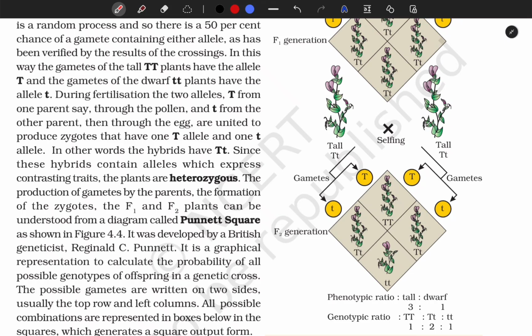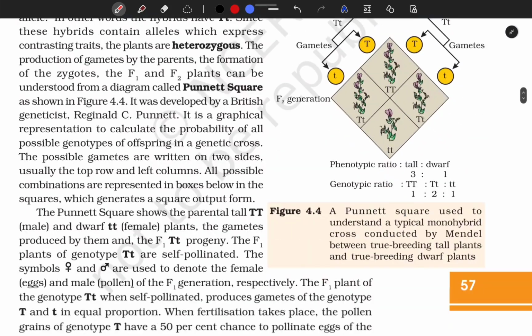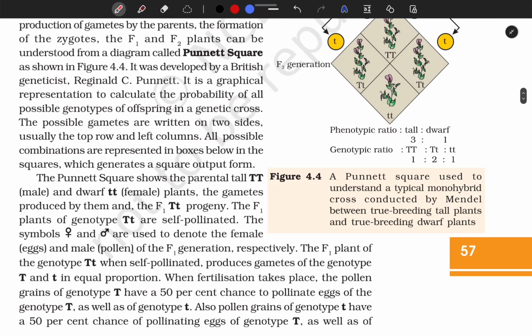The production of gametes by the parents, the formation of zygotes, and the F1 and F2 plants can be understood from a diagram called a Punnett square, as shown in figure 4.4. It was developed by the British geneticist Reginald C. Punnett. It is a graphical representation to calculate the probability of all possible genotypes of offspring in a genetic cross. The possible gametes are written on two sides, usually the top row and the left column. All possible combinations are represented in boxes below, in the squares, which generates a square output form.